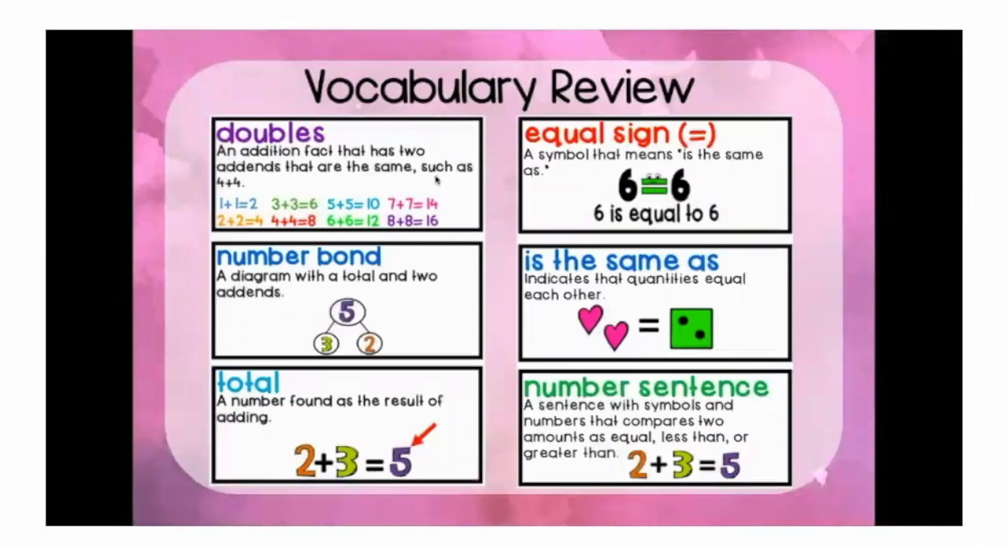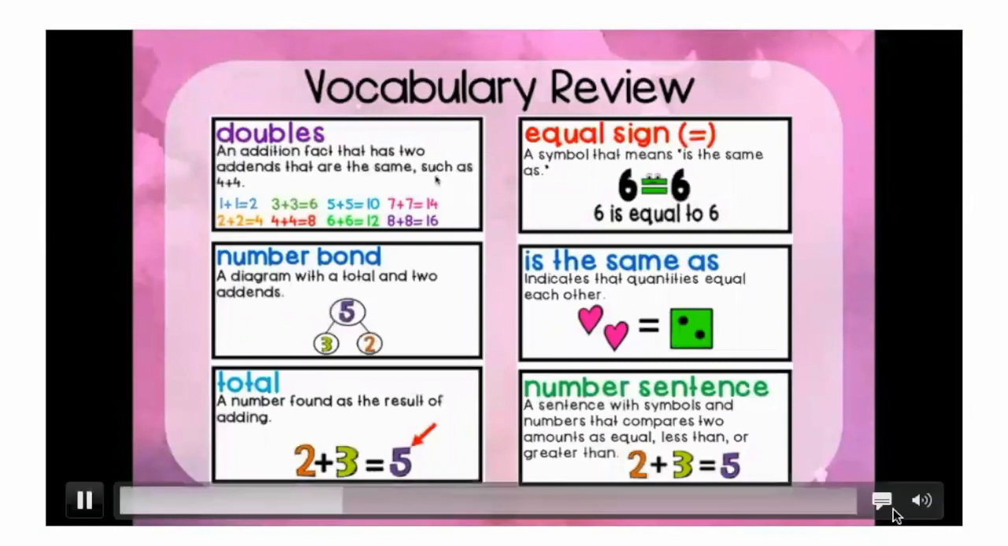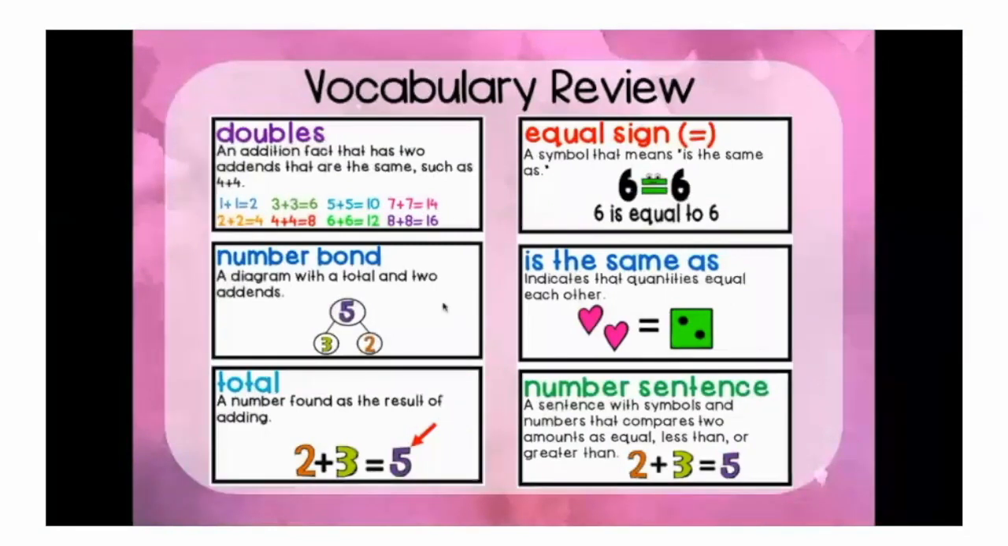Doubles. That is an addition fact that has add-ins that are the same, such as 4 plus 4. You can see here there are other doubles facts listed. A number bond. That is a diagram with a total and 2 add-ins. In this number bond, 5 is the whole, and the 2 parts are 3 and 2.